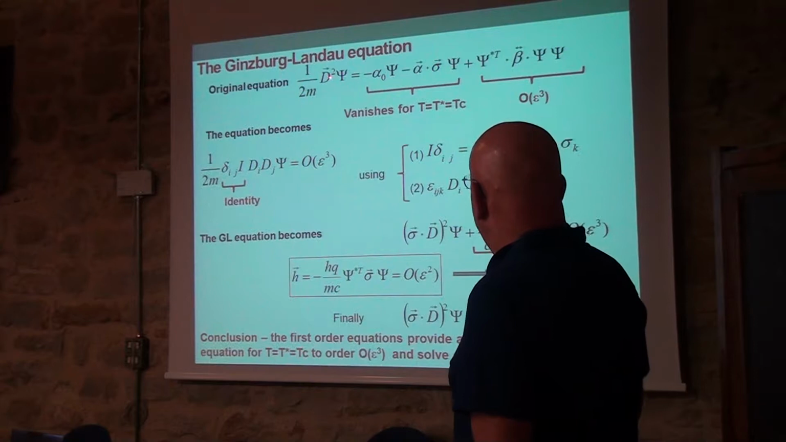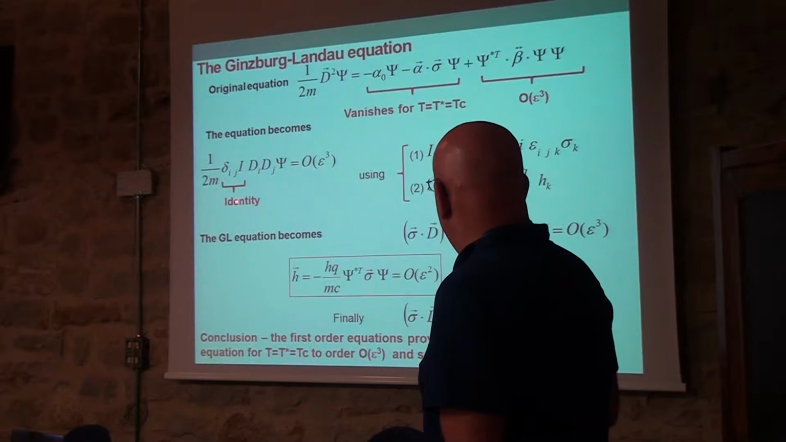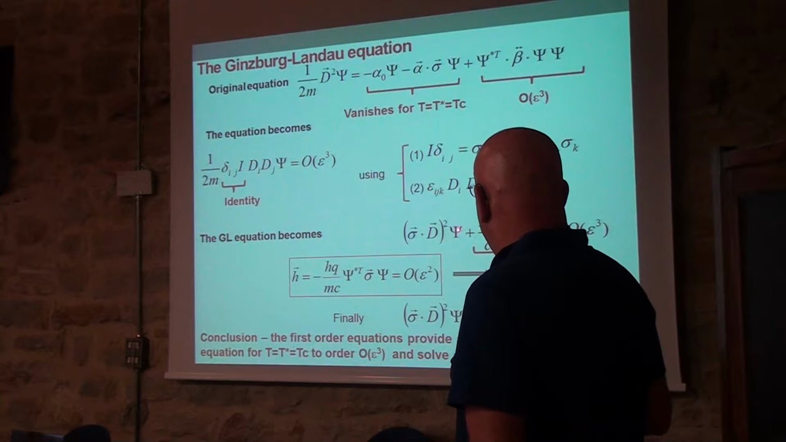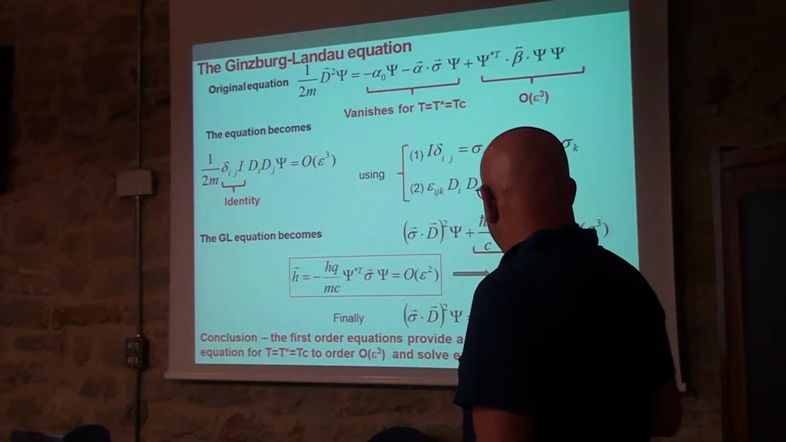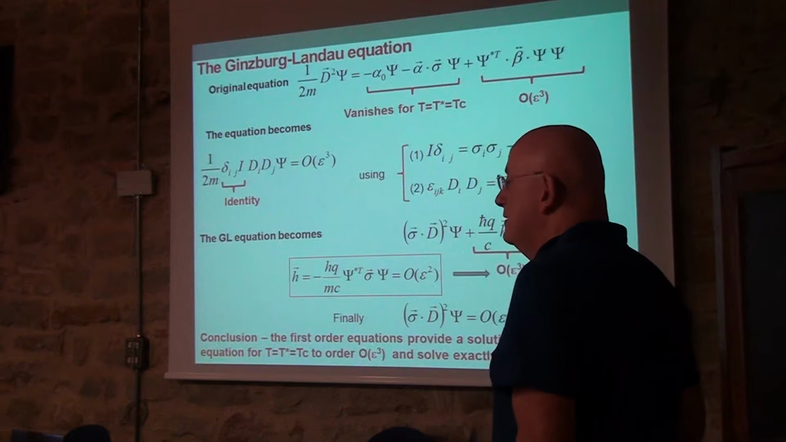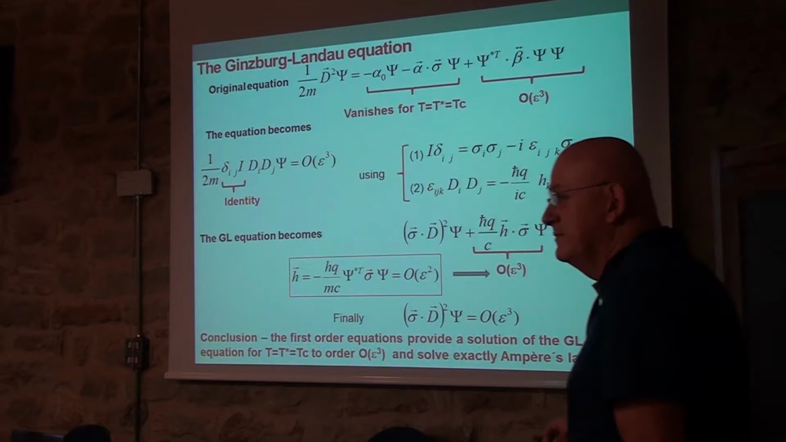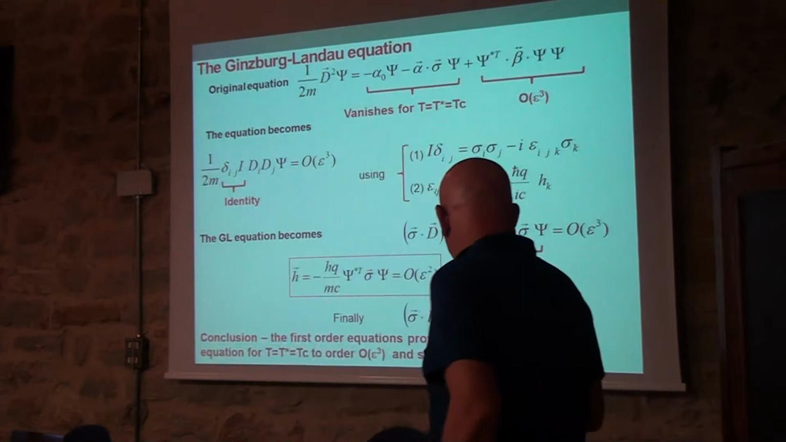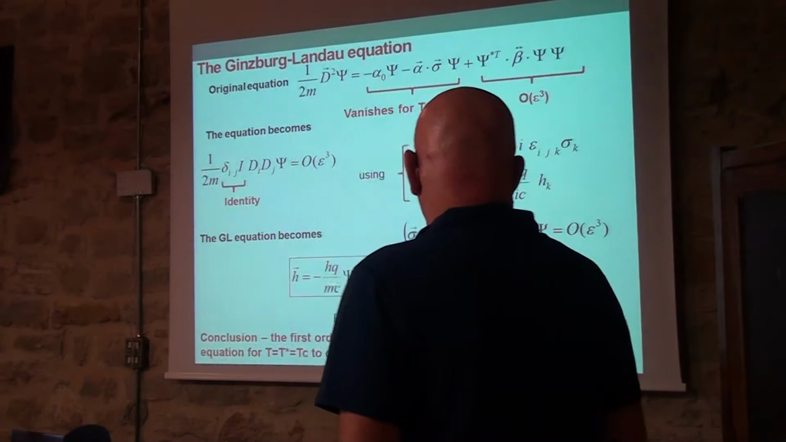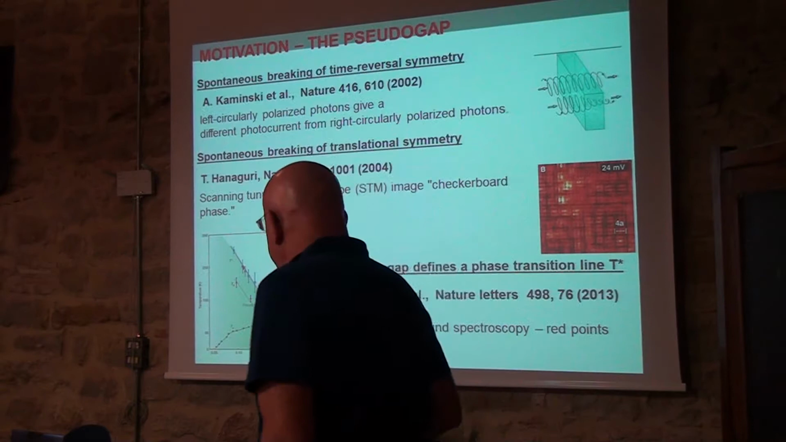If I take this Laplacian, this gradient square operator, and play with Pauli matrices, I find that what I get is sigma dot D squared, which should vanish, and what remains here is h times psi, which is of cubic order. So it means that the first order equations solve both Ginzburg-Landau equations up to order epsilon to the cube for this particular temperature that I'm considering here. Okay, so let's go to new features of the high Tc superconductors.